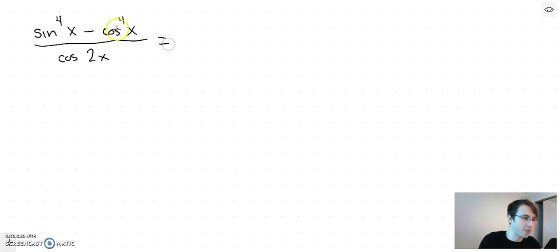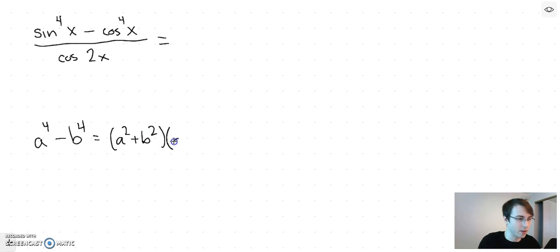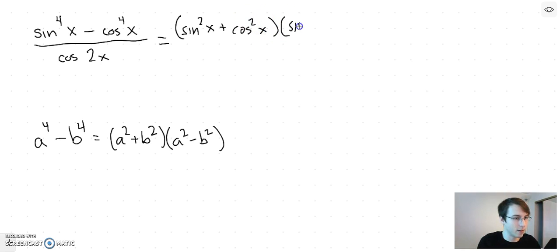So let's first factor the numerator. Remember that a to the fourth minus b to the fourth can be factored into a squared plus b squared times a squared minus b squared, because that's a difference of squares. So we can write the numerator as sine squared x plus cos squared x times sine squared x minus cos squared x, all over cos 2x.